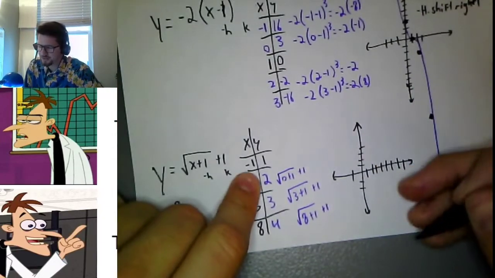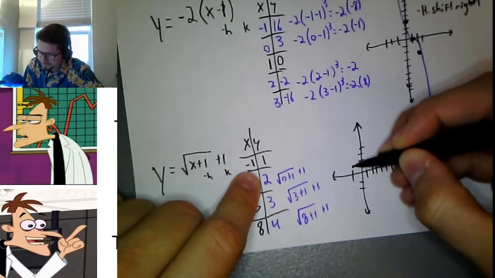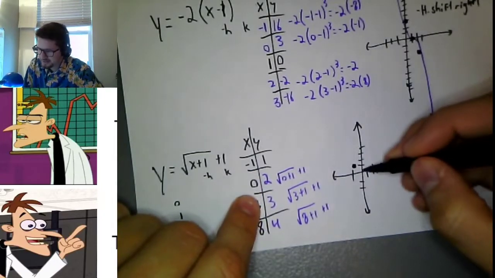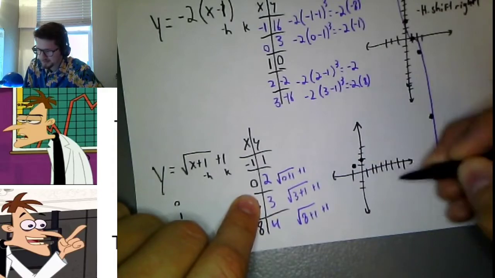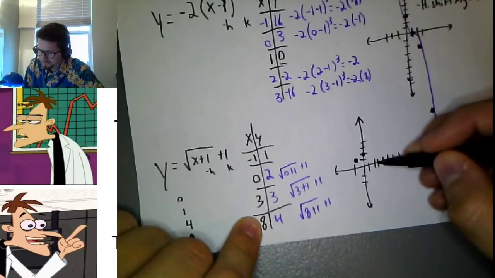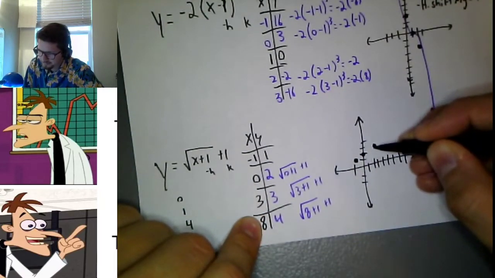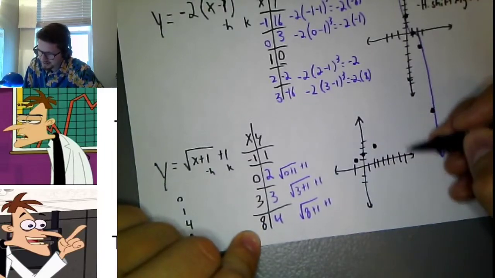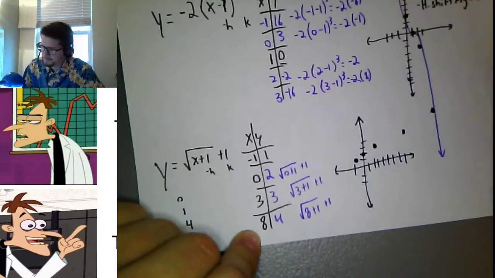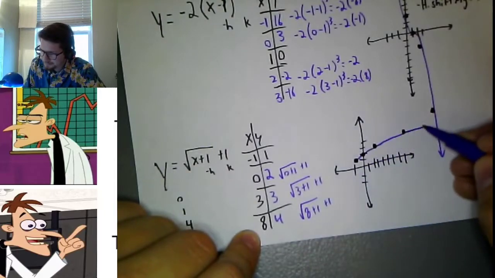Okay, so the first point is left 1, up 1. The second point is 0, up 2. The third point is right 3, up 3. The fourth point is over 8, up 4. I end up with this little guy.